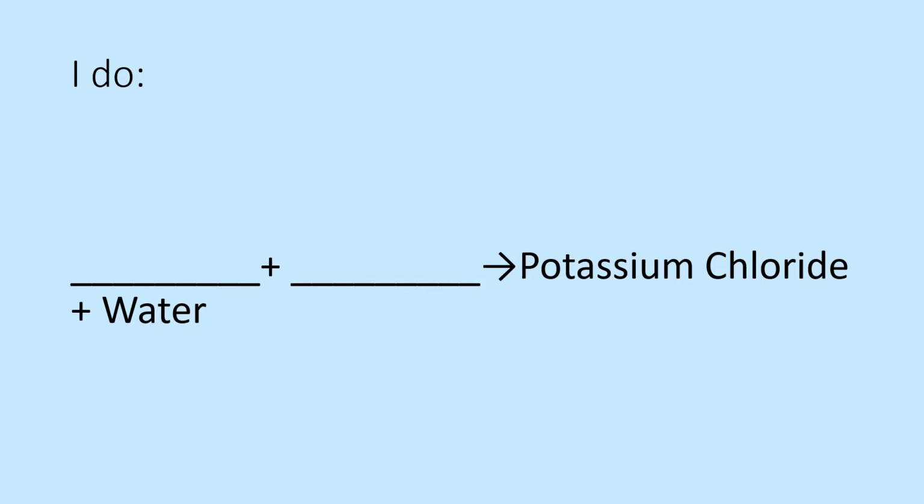Okay, so we're going to start with naming the acid. We know that the second half of the salt's name comes from the acid. So I'm going to circle the chloride. And if we can remember, we know that chloride salts are always produced from hydrochloric acid. So now I know that the acid must be hydrochloric acid, or HCl.